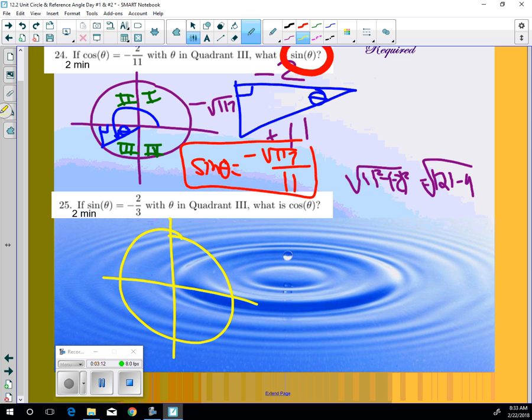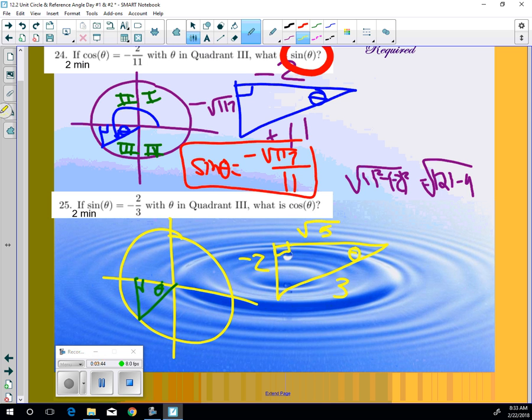We're in quadrant 3 again. So I'm going to put a line like this, go up. And here's my theta. So I'm going to draw my triangle here. And this time, the sine is -2, opposite over 3. Which one is never negative? Hypotenuse. So this is going to have to be negative. What's 9 minus 4? 5. So it's square root of 5.